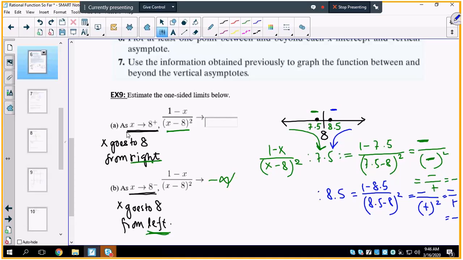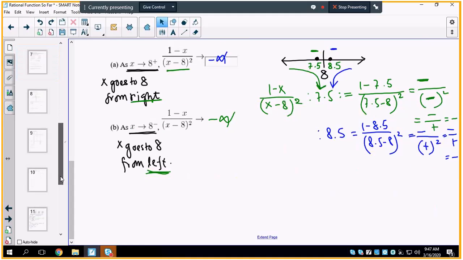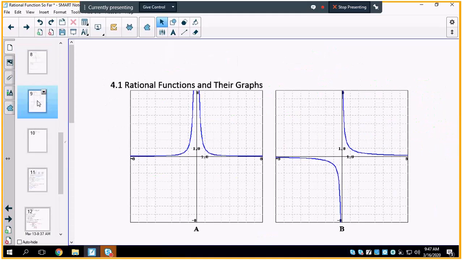Hence, even on the right hand side, I will say the function goes to negative infinity. And we were doing this while we were drawing the graph. I just wanted to do it separately before we start solving questions of this type a lot. So let's go to page number 9.